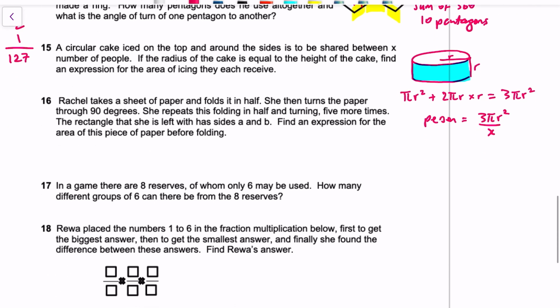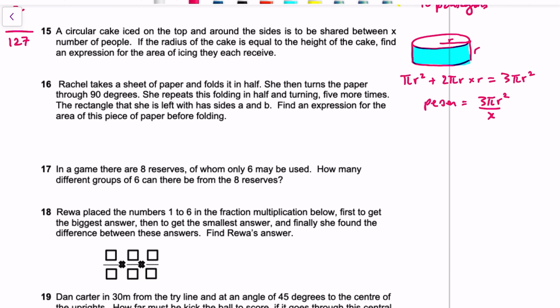Okay, question 16. Rachel takes a sheet of paper and folds it in half. She then turns the paper through 90 degrees. She repeats this folding in half and turning 5 more times. The rectangle that she's left has sides A and B. Find an expression for the area of this piece of paper before folding. Okay, so let's start off with an original piece of paper, which is, I don't know, x by y. Not sure I quite understand this question.